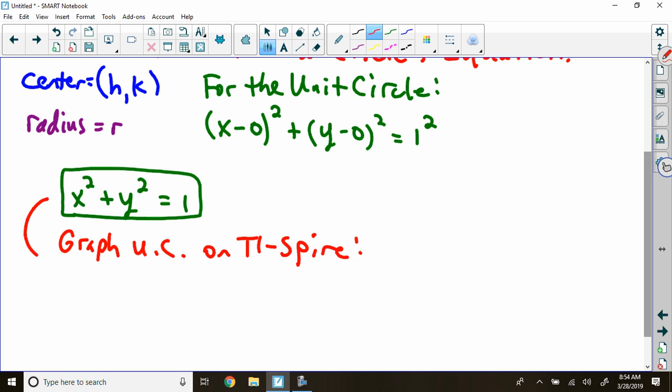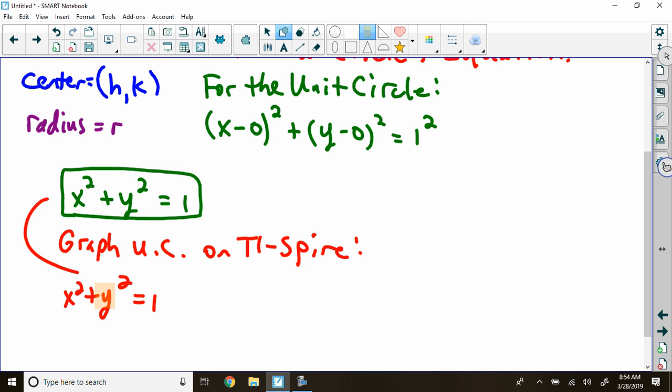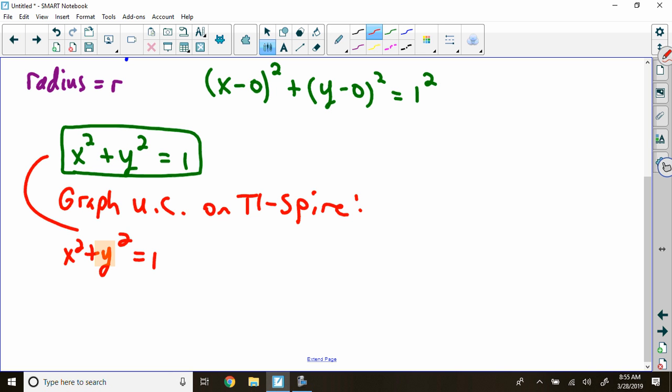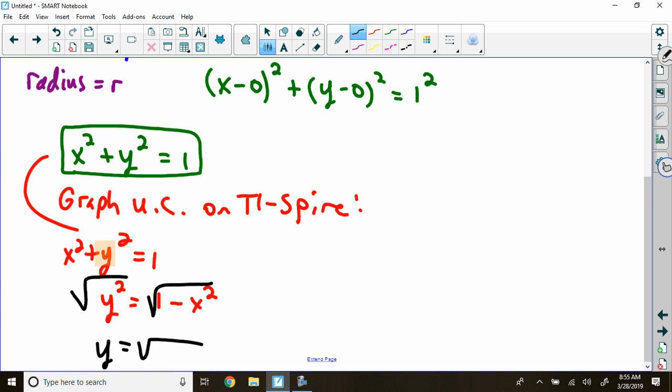So what I'm going to do is take this equation, x squared plus y squared equals 1, and I'm going to try my best to isolate the y. It'll just take a little bit of algebra, not too bad. So y squared is going to equal 1 minus x squared, and if I take a square root, y is equal to the square root of 1 minus x squared. So if I plug that into the calculator, I should get the graph of a circle centered around the origin with radius 1.